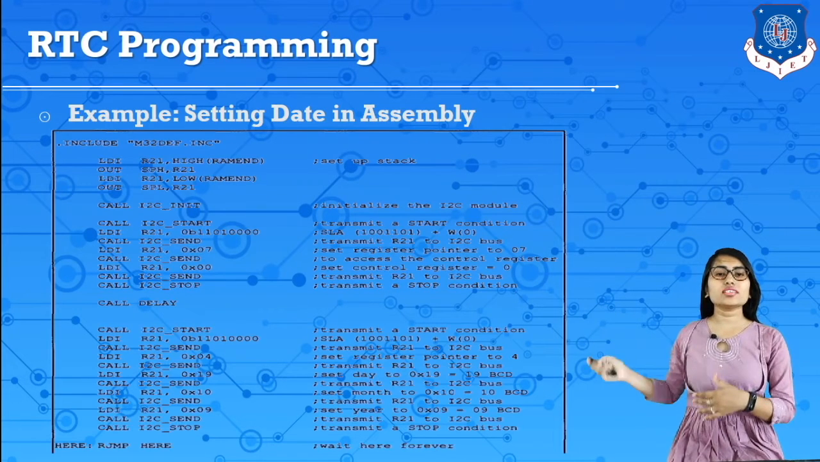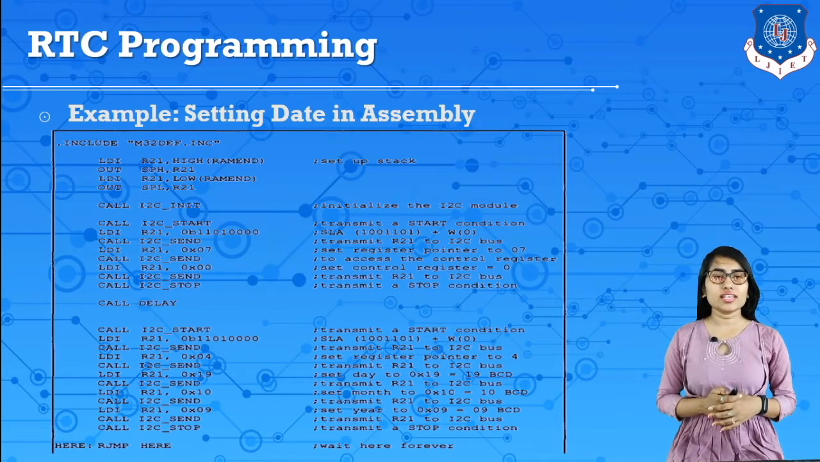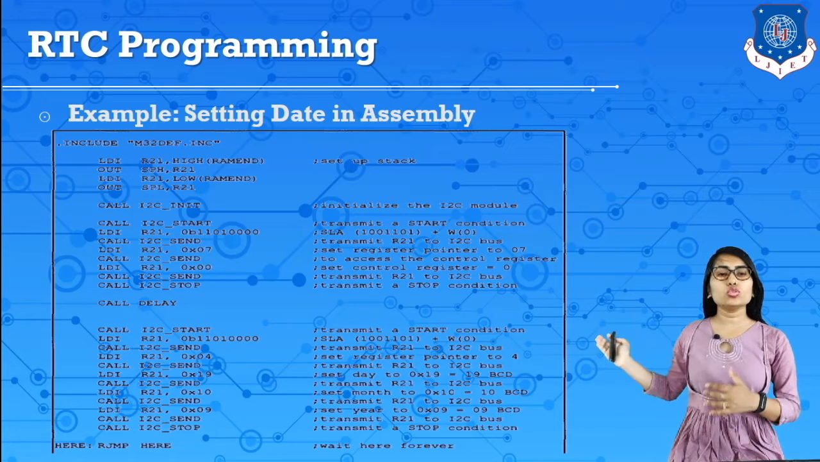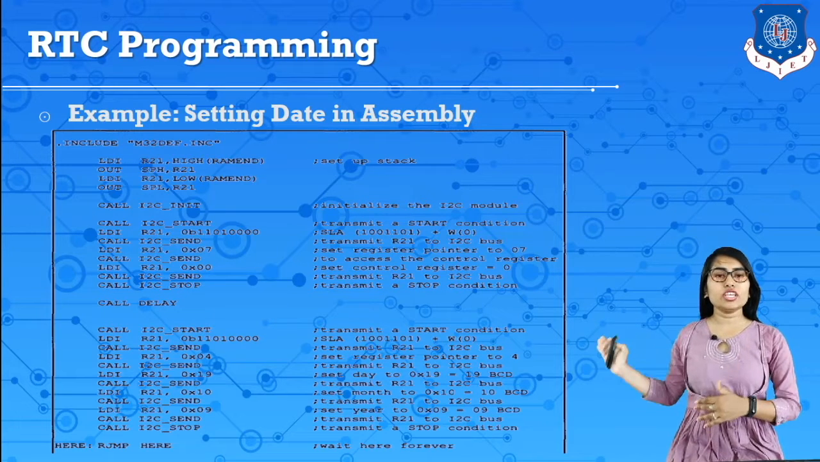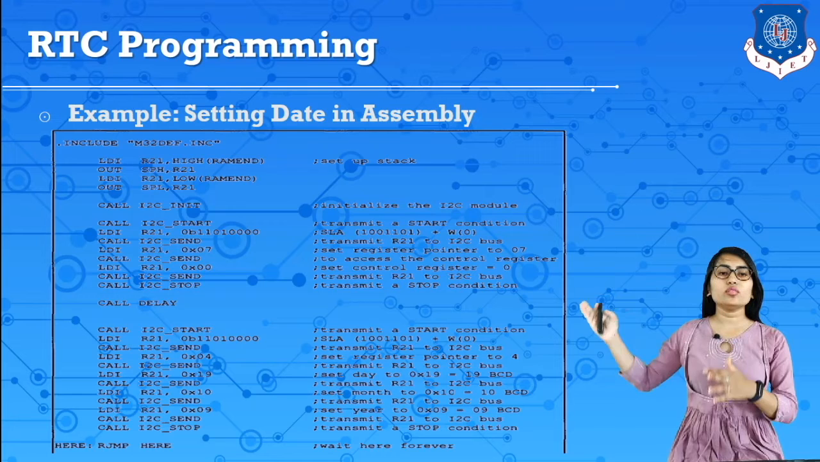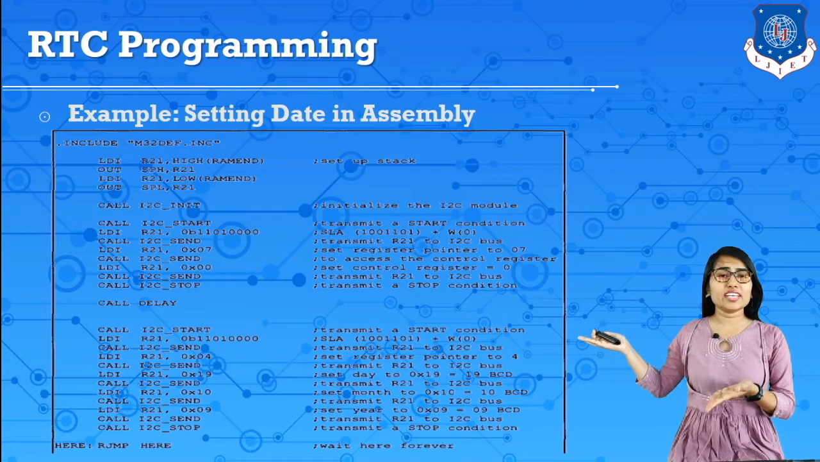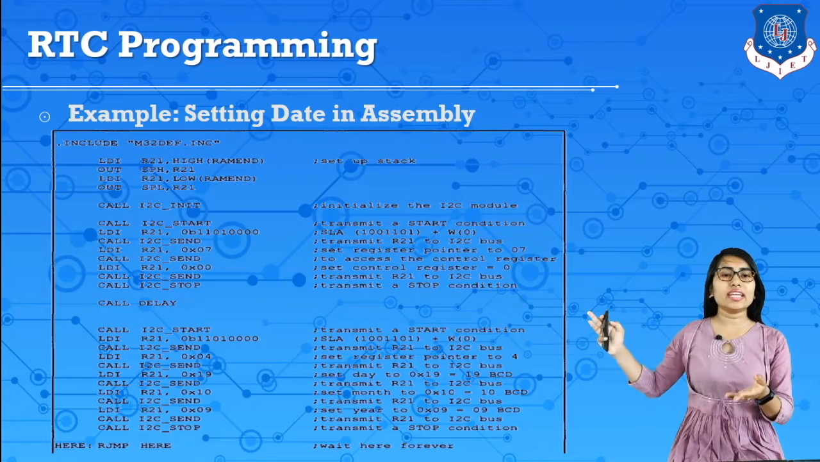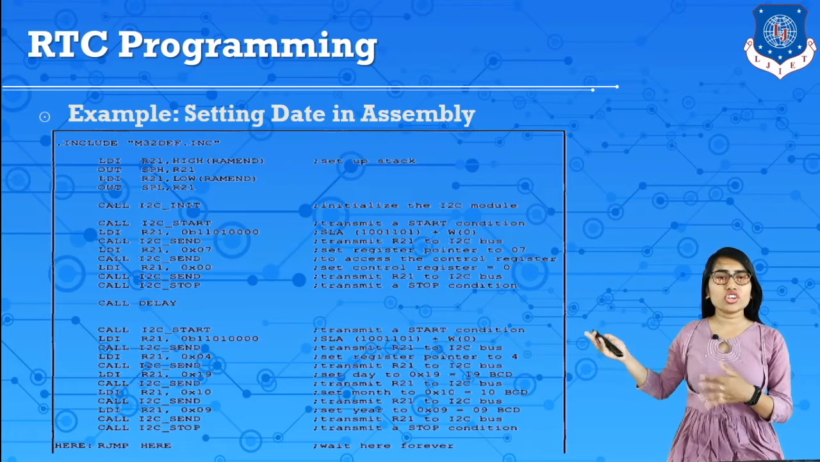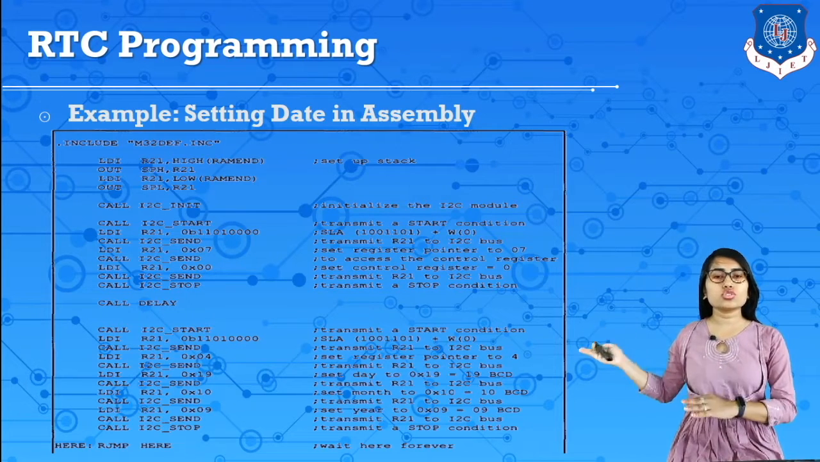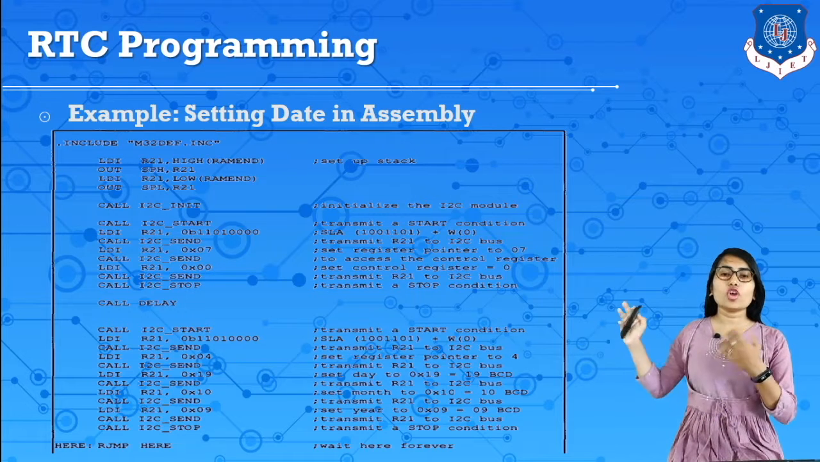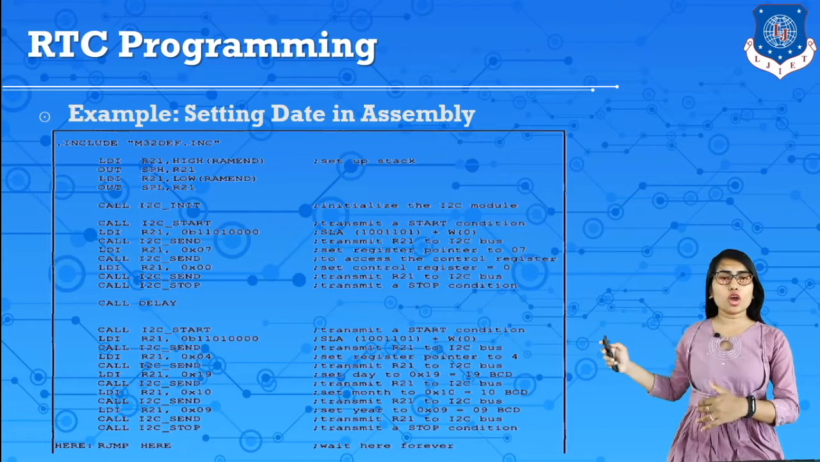Now here is an example of setting a date in assembly. This is the program to set the date in assembly. Initialize the stack, then transmit a start condition, then send the data. Here we call the I2C start function, then call the I2C send function, then send the data like this. Then set the control register equal to 0, transmit the data from the register to I2C, and then the stop condition.